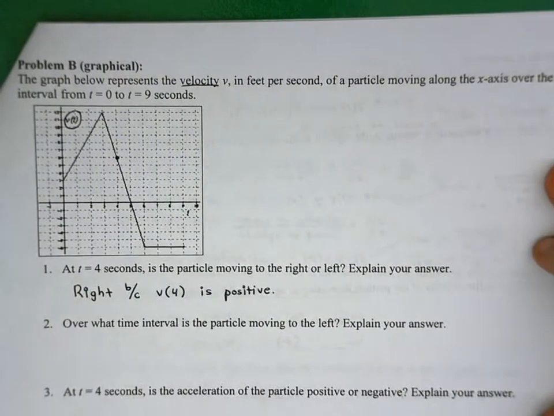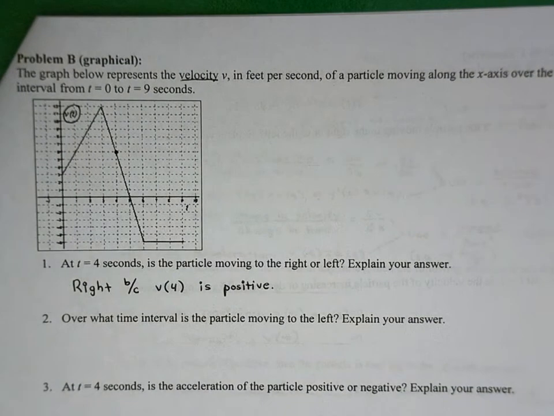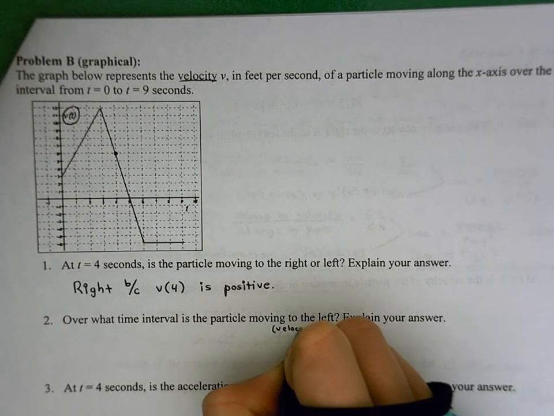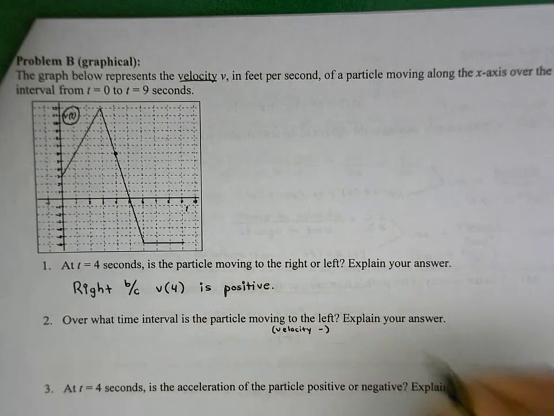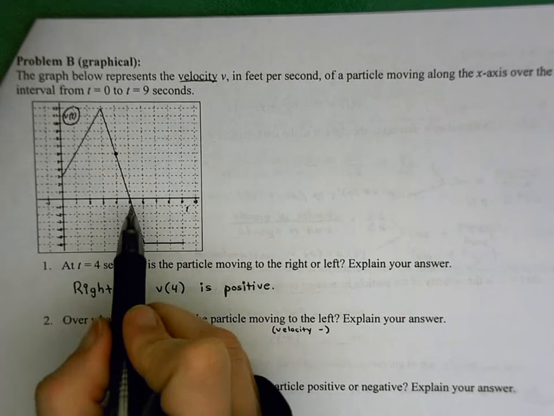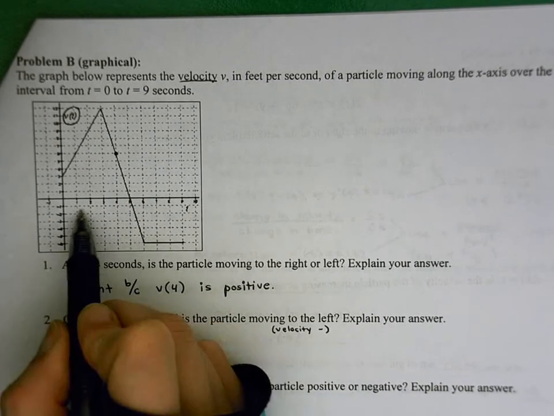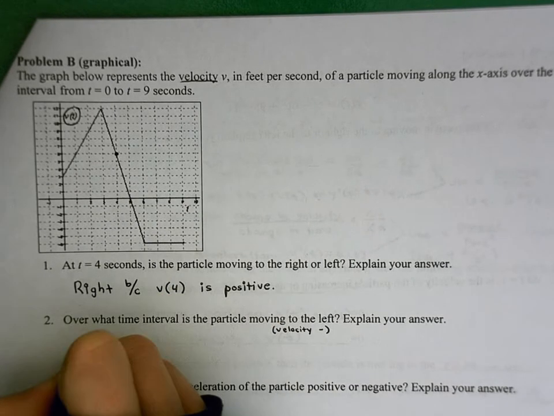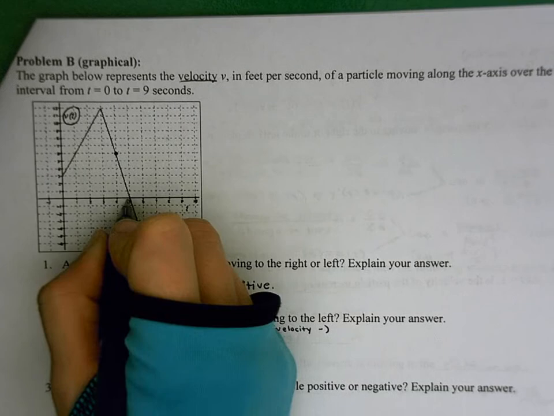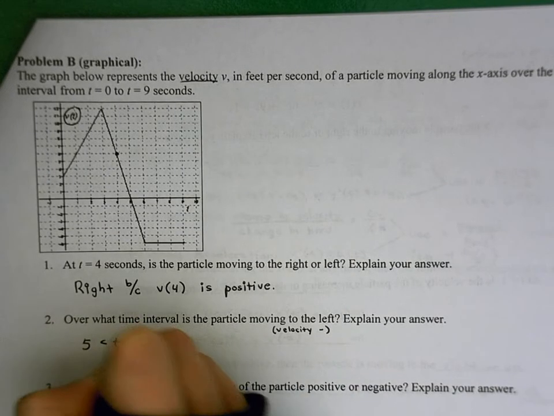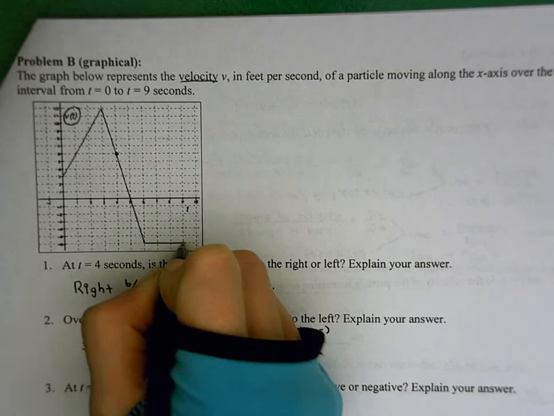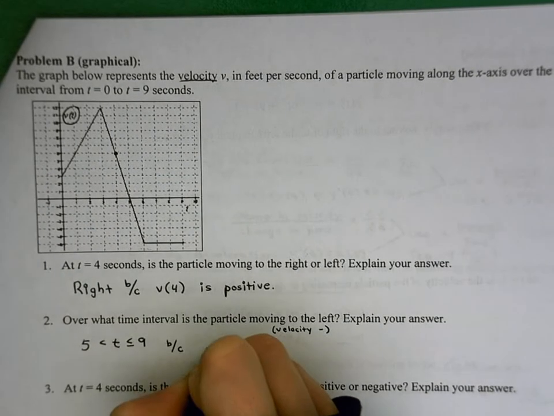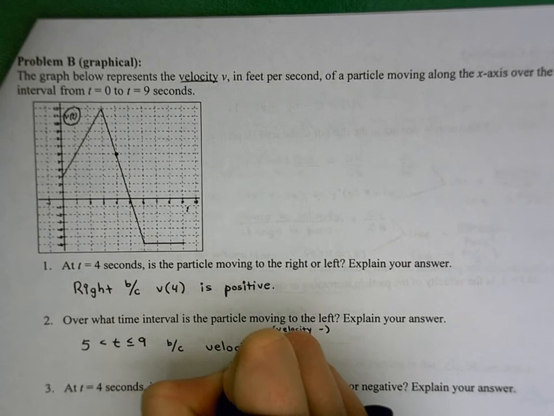Okay, number 2, over what time interval is the particle moving to the left? Well, if my particle is moving to the left, then that means velocity has to be negative. Well, where is velocity negative? Everywhere it is below the x-axis. And the interval that is below the x-axis is from t equals 5 to t equals 9, down here. Because again, velocity is negative on that interval.